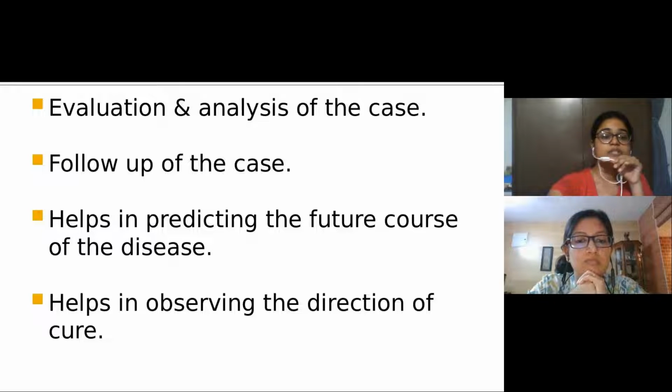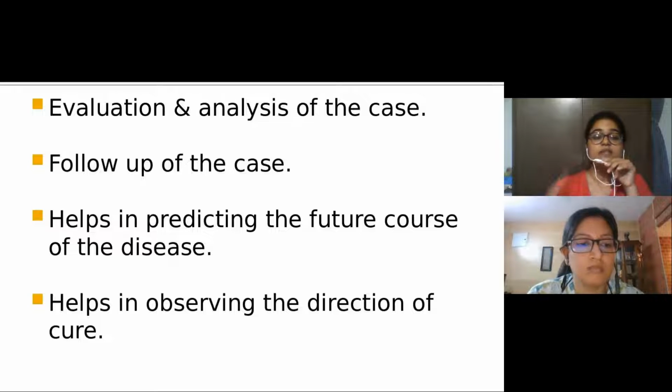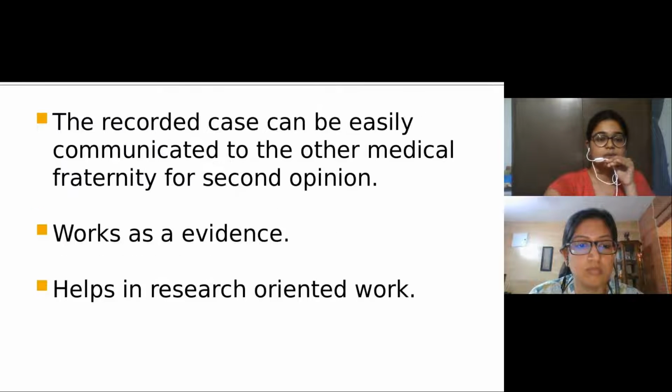Then evaluation and analysis of the case. It will help in follow-up of the case. It will help in predicting the future course of the disease, and it will help in observing the direction of cure. ये क्योर की डायरेक्शन में जा रहा है या फिर कुछ प्रॉब्लम है, so it will help us to observe the direction of cure.